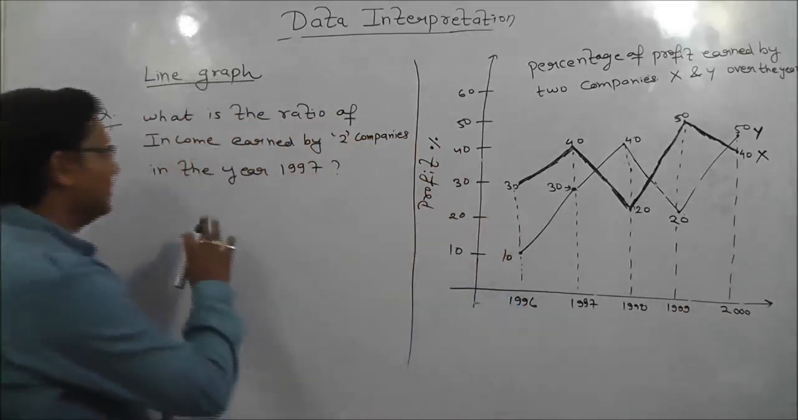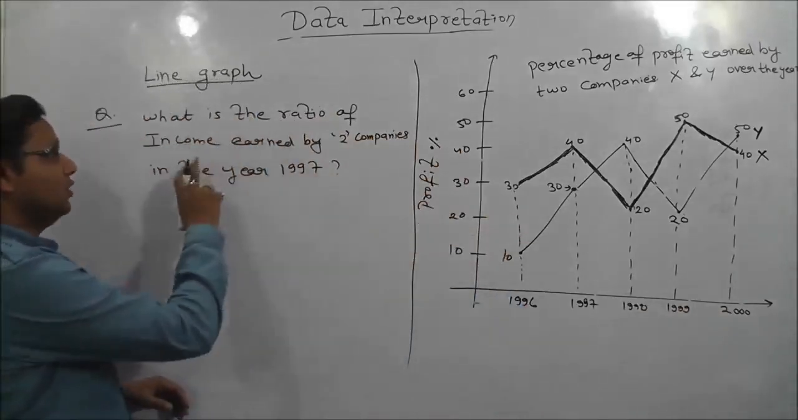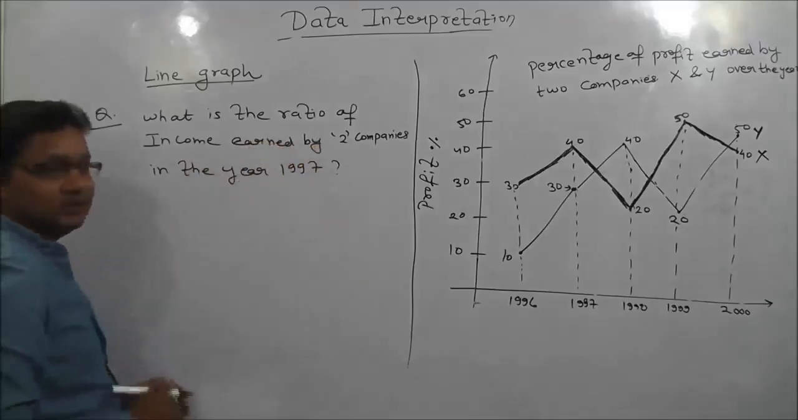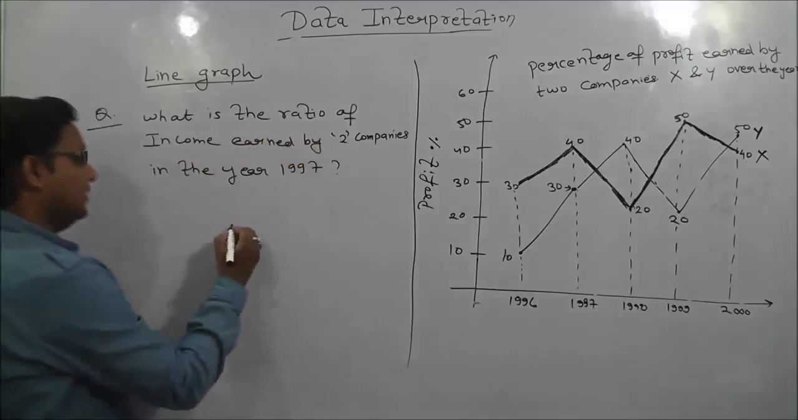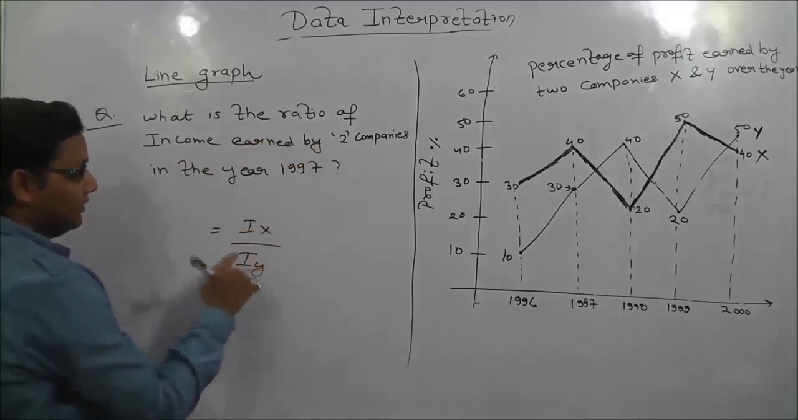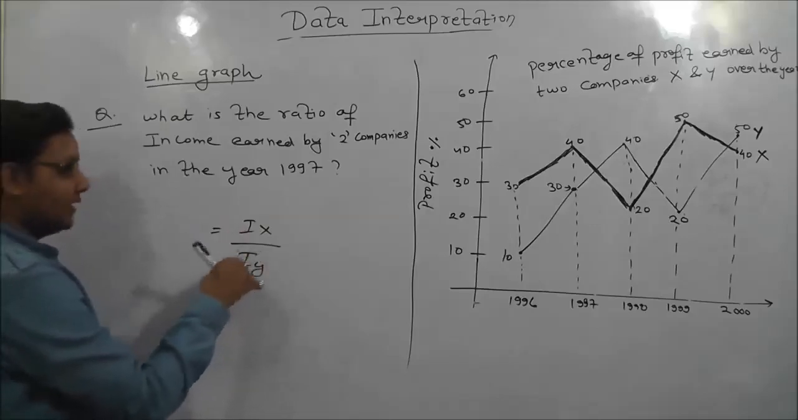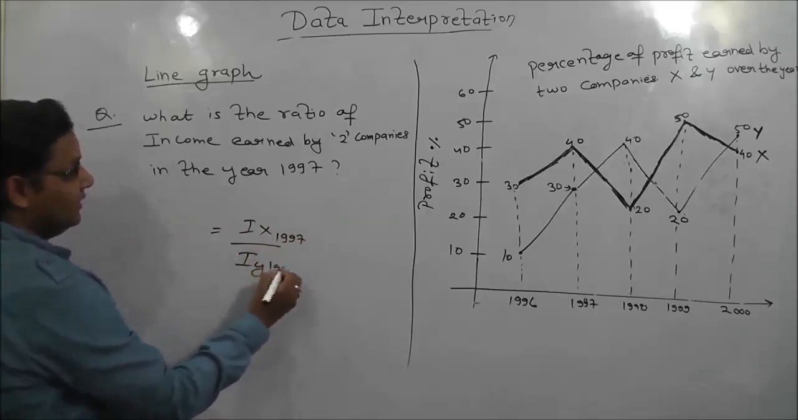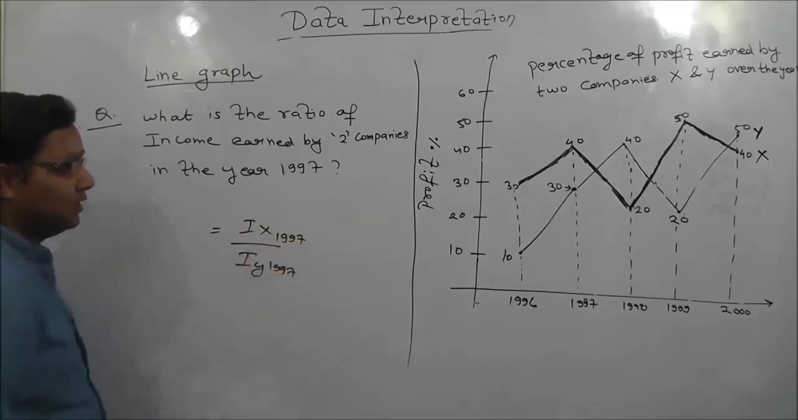So let's see the first question. What is the ratio of income earned by the two companies in the year 1997? So we have to find the ratio of the income between X and Y in the year 1997.